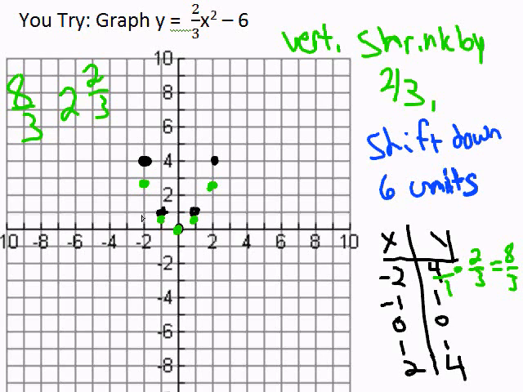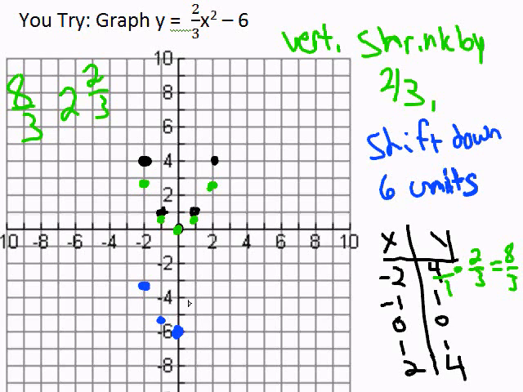Now that we've got all of our points vertically shrunk by a factor of 2/3, notice it looks a little bit lower. We're going to go ahead and take those points and shift them down 6 units. So instead of being right here, it's going to go down 1, 2, 3, 4, 5, 6. And there's our new home. So we go right here. 1, 2, 3, 4, 5, 6. 0 shifted down 6 is negative 6.